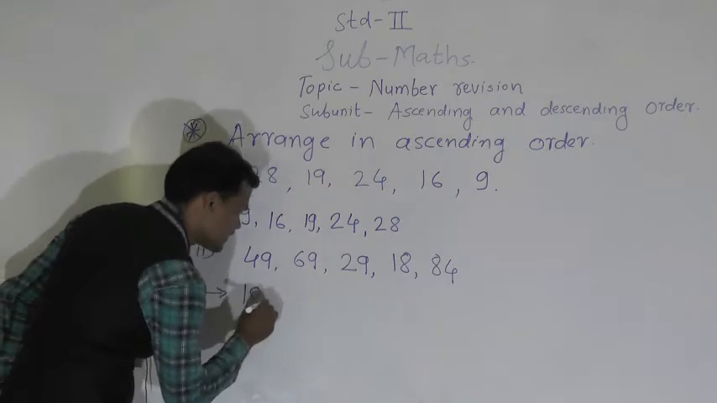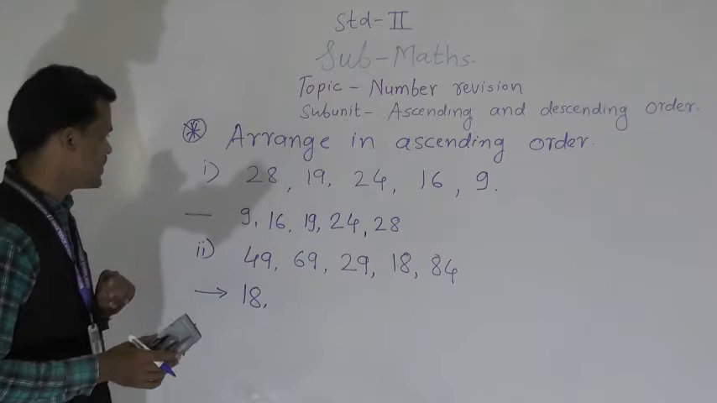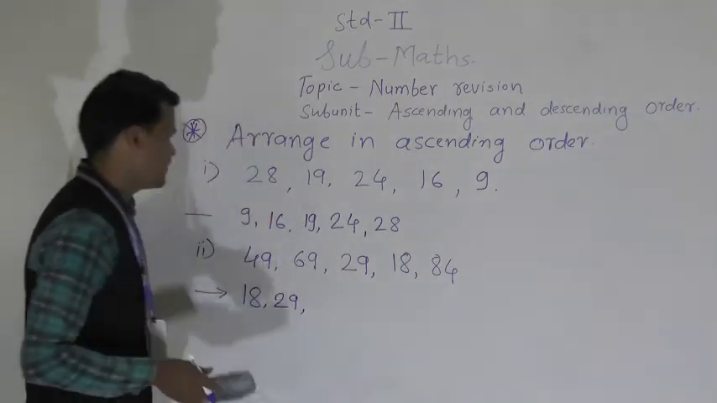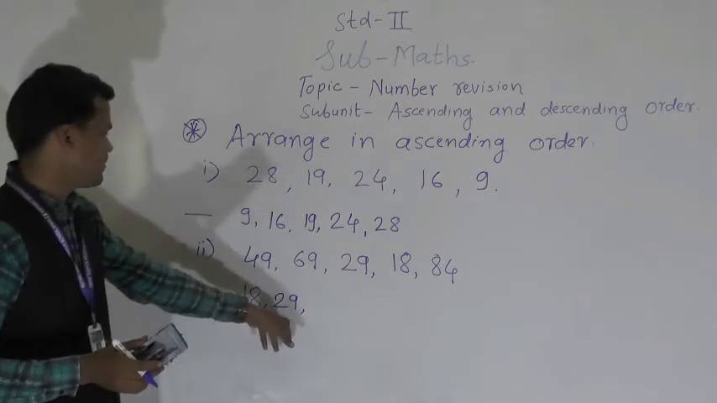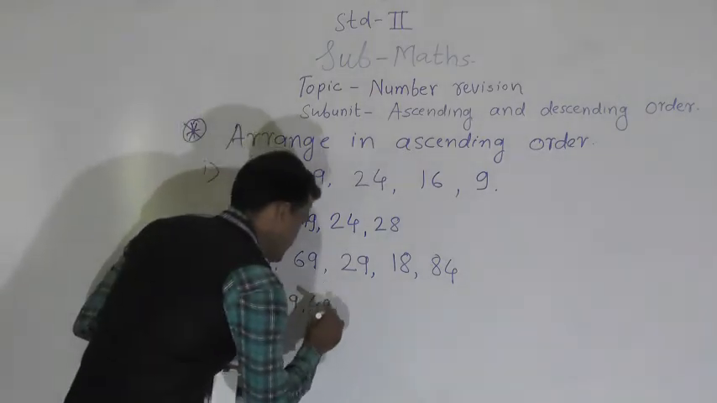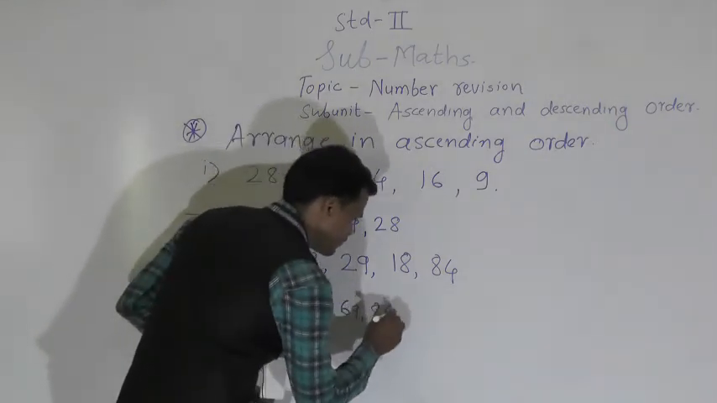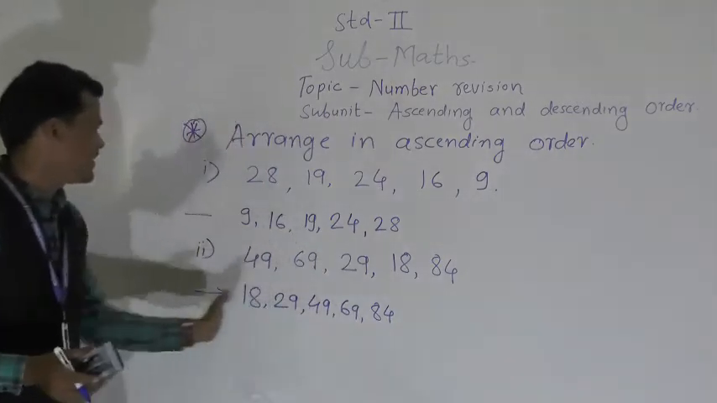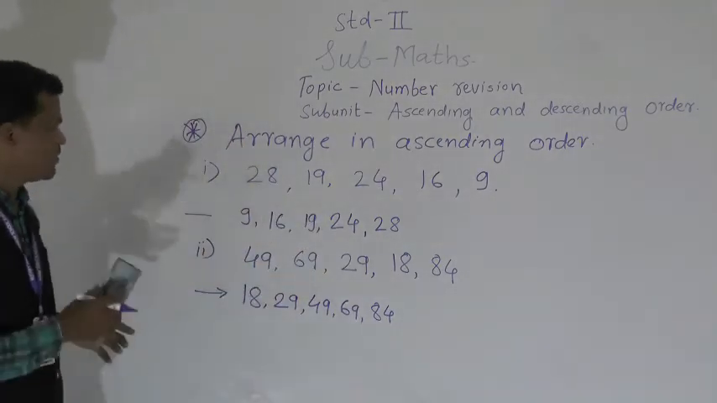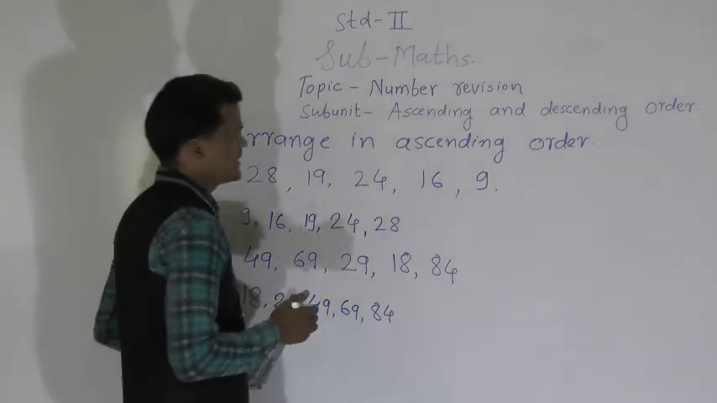So here write 18. Greater than 18, which number is here? 29. Then greater than 29, 49. Then 69 and then 84. So this is the increasing order or ascending order. Now we will see some examples of descending order.